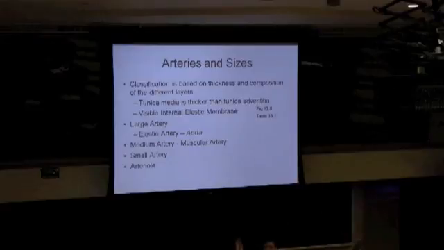Then as we progress through, we get progressively smaller and thinner vessels. With a small artery, we're looking at a diameter of about 2 millimeters or less, so about 0.1 to 2 millimeters. There we're looking at a tunica media that has maybe 6 or 7, maybe 8 to 10 layers of smooth muscle.